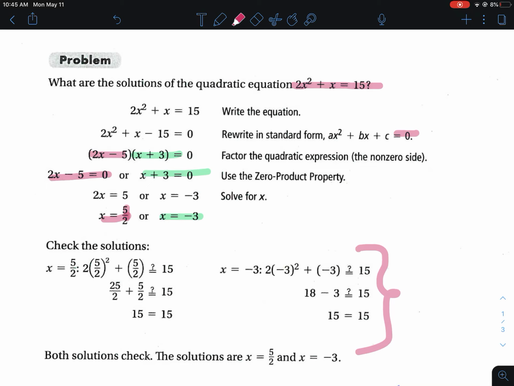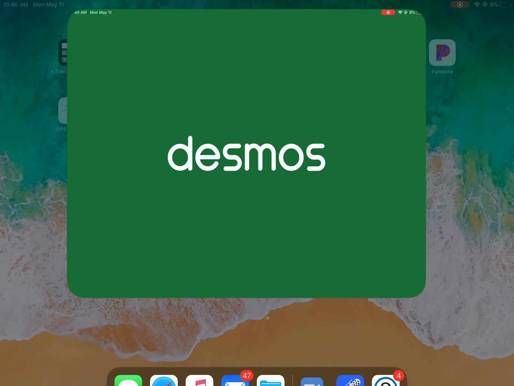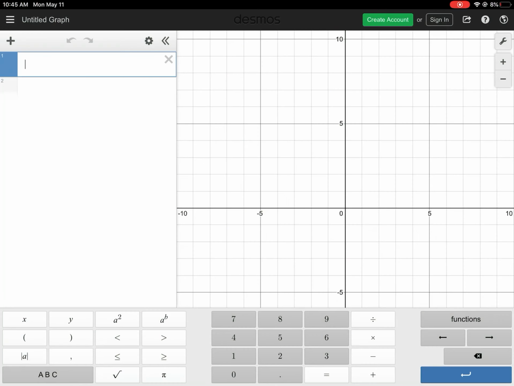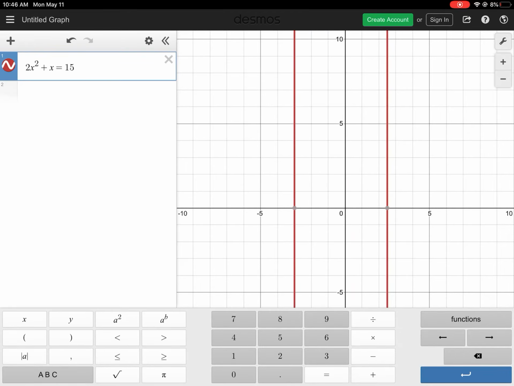But you guys have your devices, so it makes more sense for us to use the graph app, Desmos, to our benefit, right? So remember that equation, 2x squared plus x equals 15. So without making any changes to it, I'm going to go into Desmos. And I'm going to type that in. So 2x squared plus x equals 15.